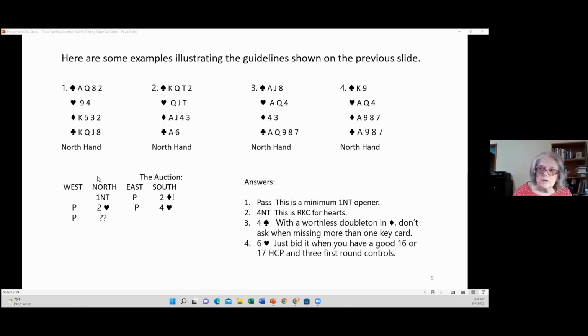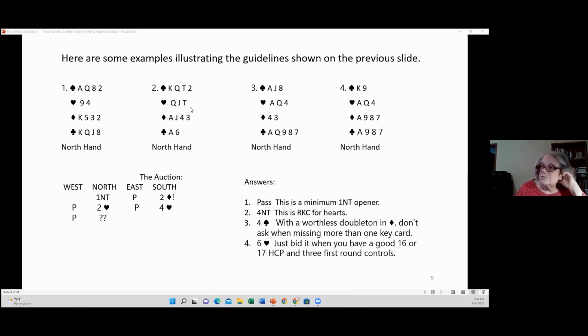This is a minimum no trump, isn't it? The answers are over here on the right, but try not to look at the answers if you can avoid it. This is a minimum 15. You have 2 small hearts in your hand, and it doesn't matter if partner has a hand worth 16. This is just not quite enough. Notice I don't have 3 first round controls. I don't have much help for him in hearts. This is a minimum. This is a game only hand.